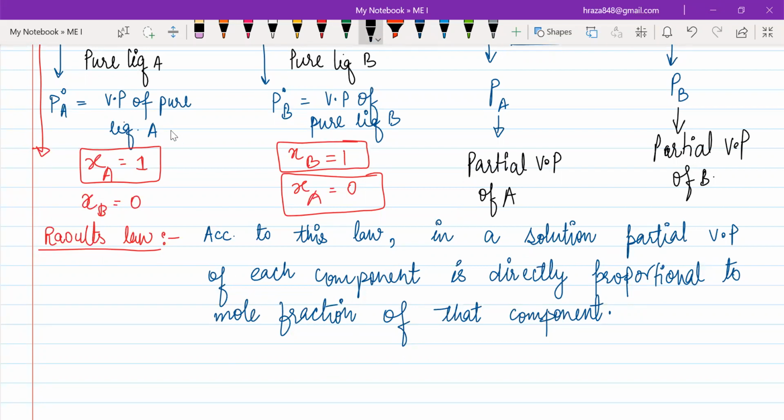So basically, what does this mean? Partial pressure of each component. If I take A, partial pressure of A will be directly proportional to the mole fraction of that component A. To remove this proportionality sign, I'm going to use a constant K. Then we will see what K is. K is a constant. Please do write up to this. Then I will tell you what K is.